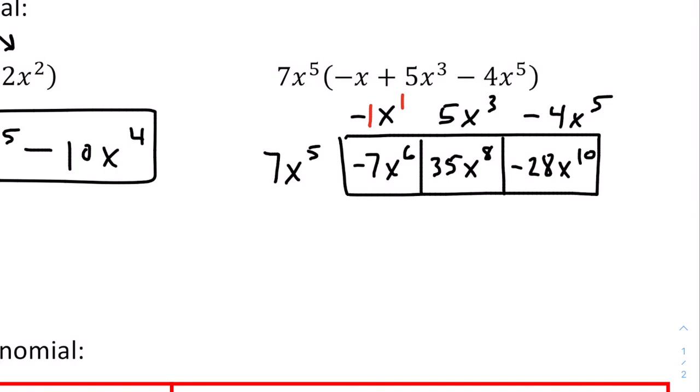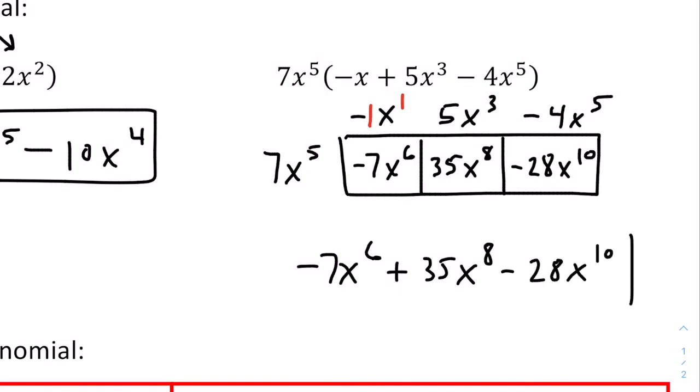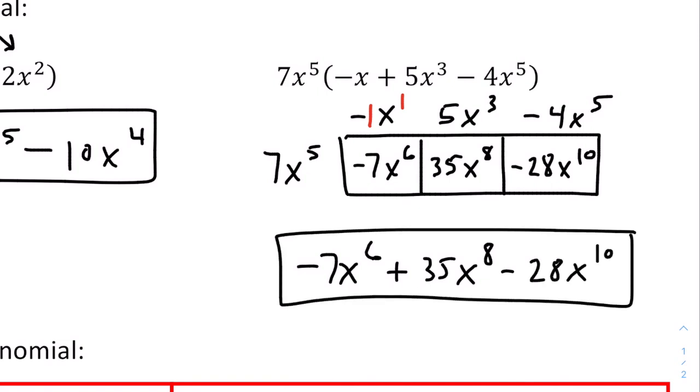All right, so then I can write my answer. I don't want to leave my answer in this box. So I'm going to move it out, write my answer, 7x to the 6th. And now since the middle term is positive, I'm just going to write plus 35x to the 8th. And then since the last term is negative, I'm just going to write minus 28x to the 10th. All right, so there we go.